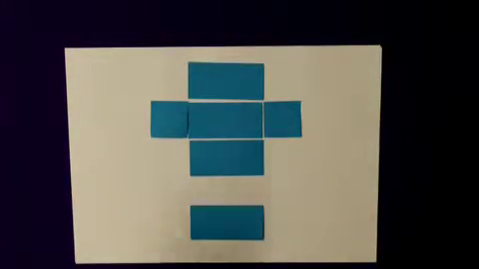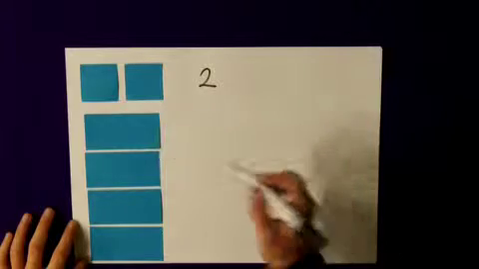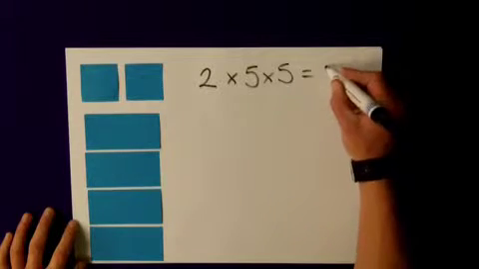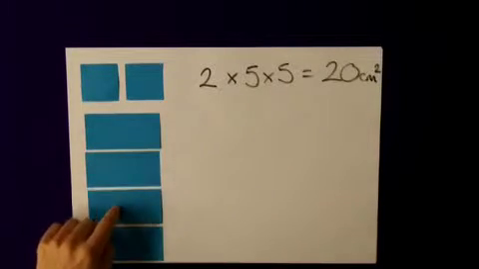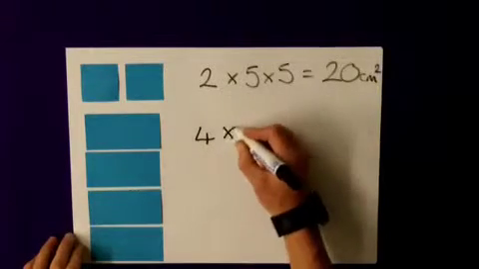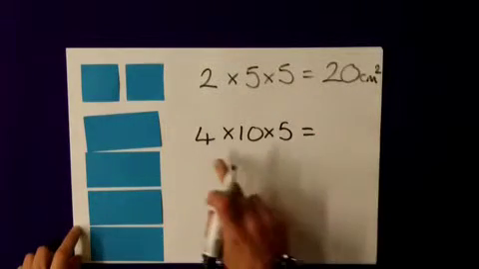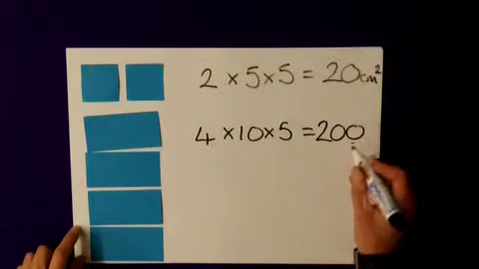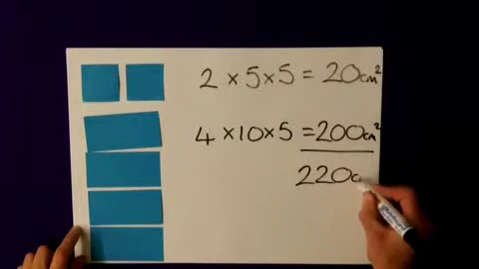How do I go about calculating it? Well, the two ends are the same. So I have 2 of them. They each measure 5 centimetres by 5 centimetres, so that actually gives me a total of 50 centimetres squared. The 4 other faces are also identical, so I have 4 of them, and they actually measure 10 centimetres by 5 centimetres. So my calculation would be 4 times 10 is 40, times 5 is 200. My total would be the addition of all of that to give me 220 centimetres squared.